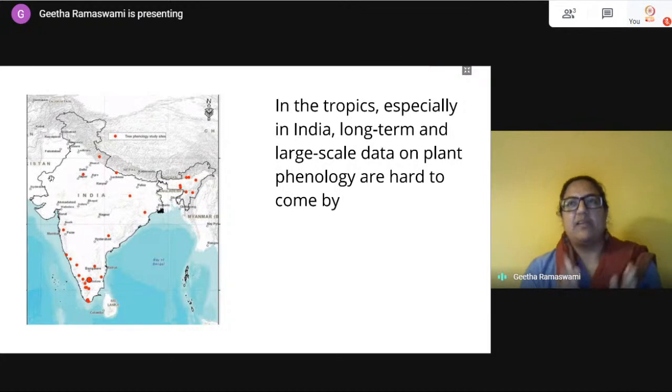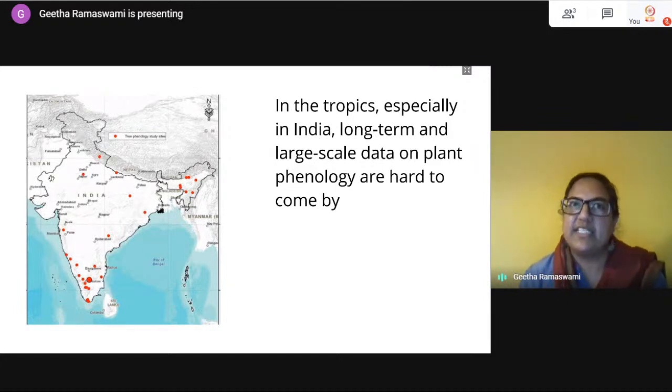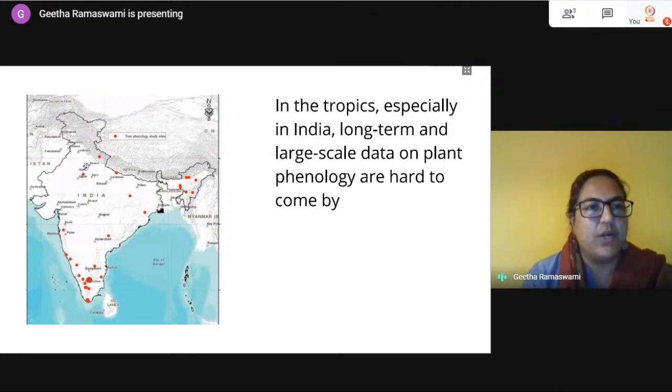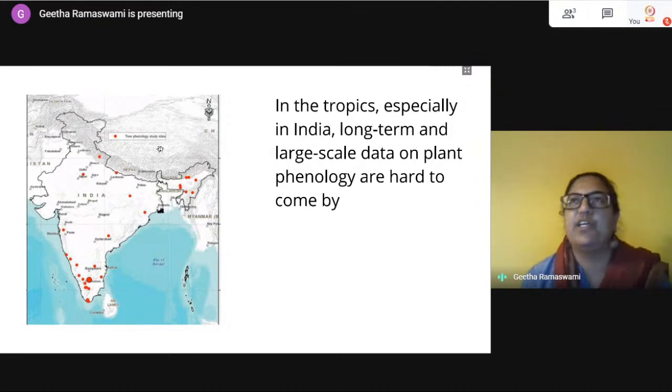And this is sort of a stumbling block in our understanding of how the larger climate change is affecting biodiversity as a whole. Now, it's not like there's absolutely no information. There are actually scientific studies that have been conducted throughout India, and these little red dots on the map are basically tree phenology study sites in the past few decades or so. The size of the dot indicates the duration of the study.